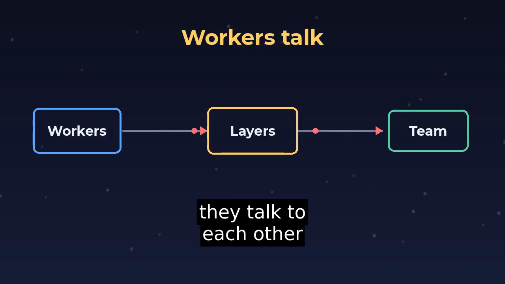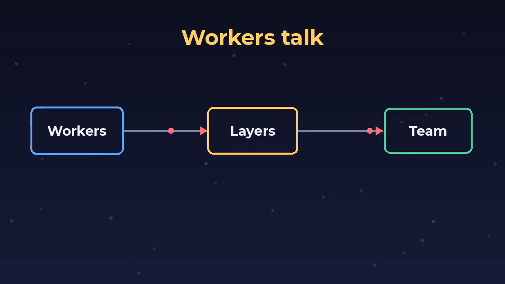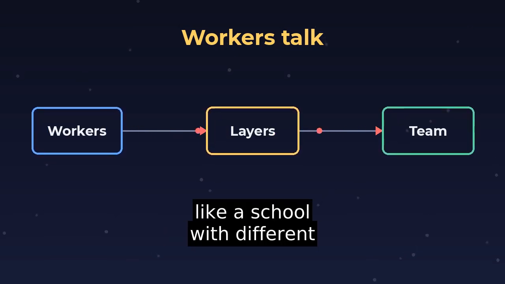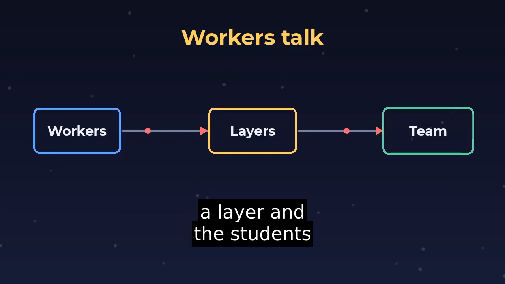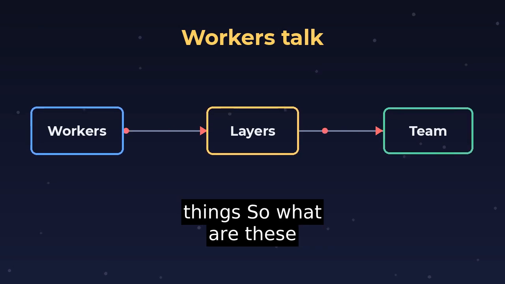But how do they talk to each other? They're connected in layers, like a big team working together. You can think of it like a school with different grades. Each grade is like a layer, and the students in each grade work together to learn and understand new things.